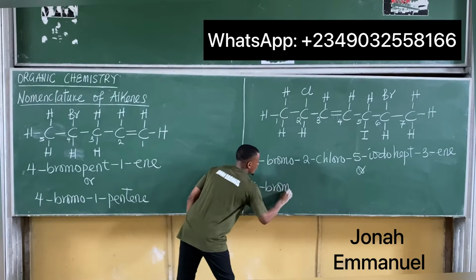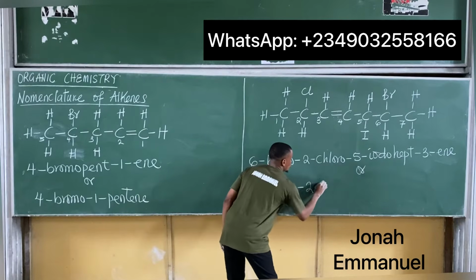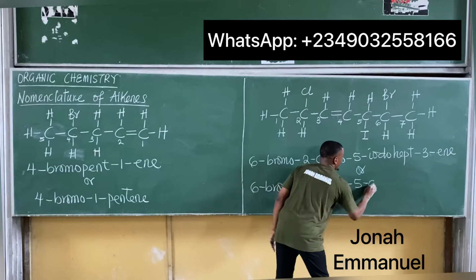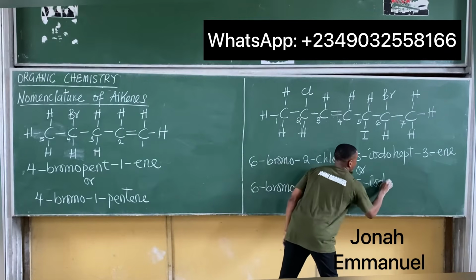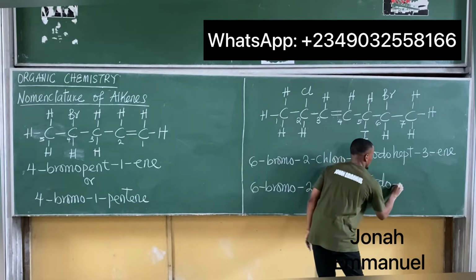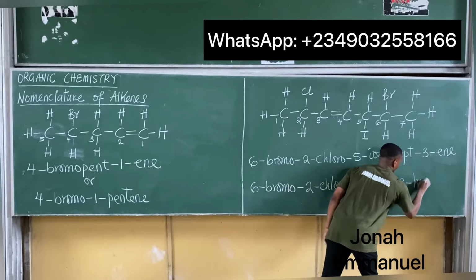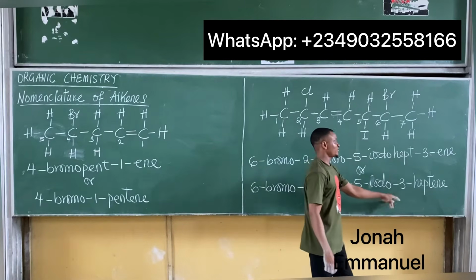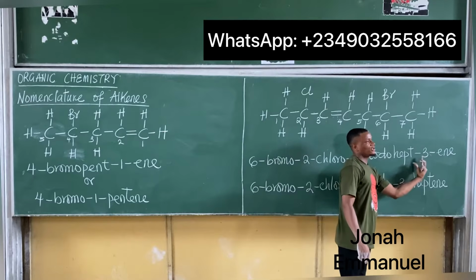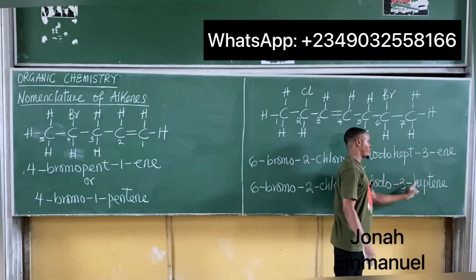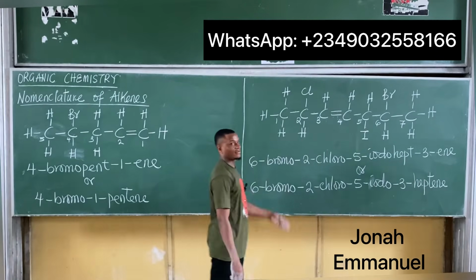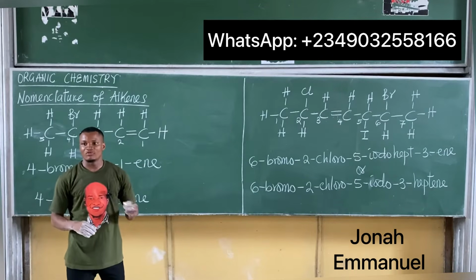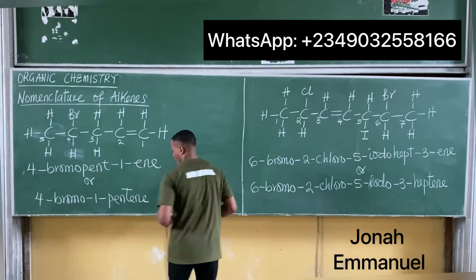Or 6 bromo, 2 chloro, 5 iodo, 3 heptene. So I said always observe the way we play with these numbers. Take the number in between the stuff and the ene, or before any of them. So I have this. Let's try one more example before we move on, please.